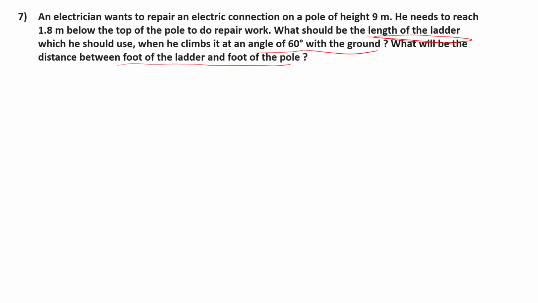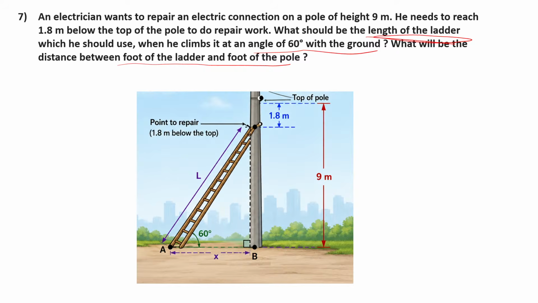So we'll see the image. This is the image, as you can see on the screen. This is an electric pole. Here, this is the top of the pole. Point B is the foot of the pole. Now from the top of the pole, 1.8 meters below, here the repair work must happen. The total height of the electric pole is 9 meters, but the work must happen somewhat below the top. Now the ladder has to be placed up to the repair work, making an angle of 60 degrees with the ground.